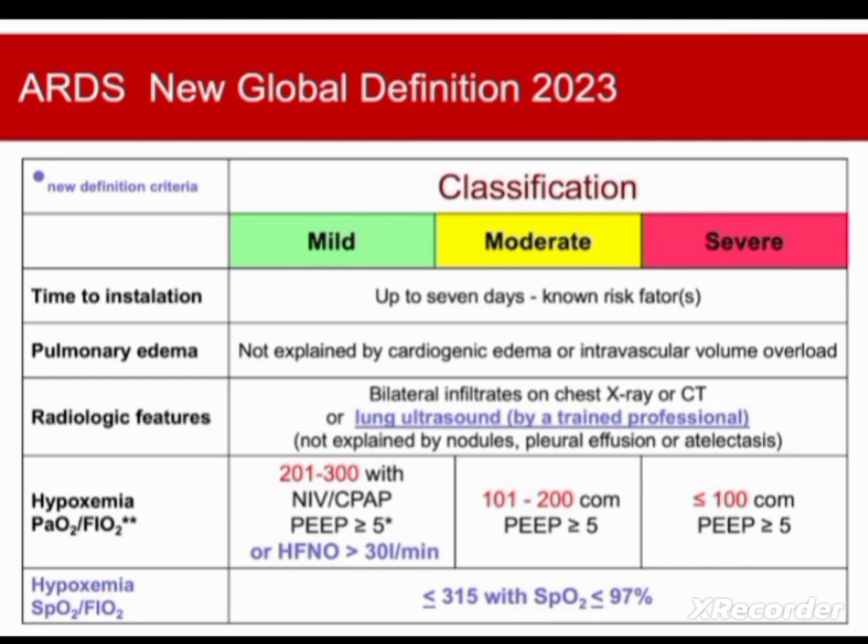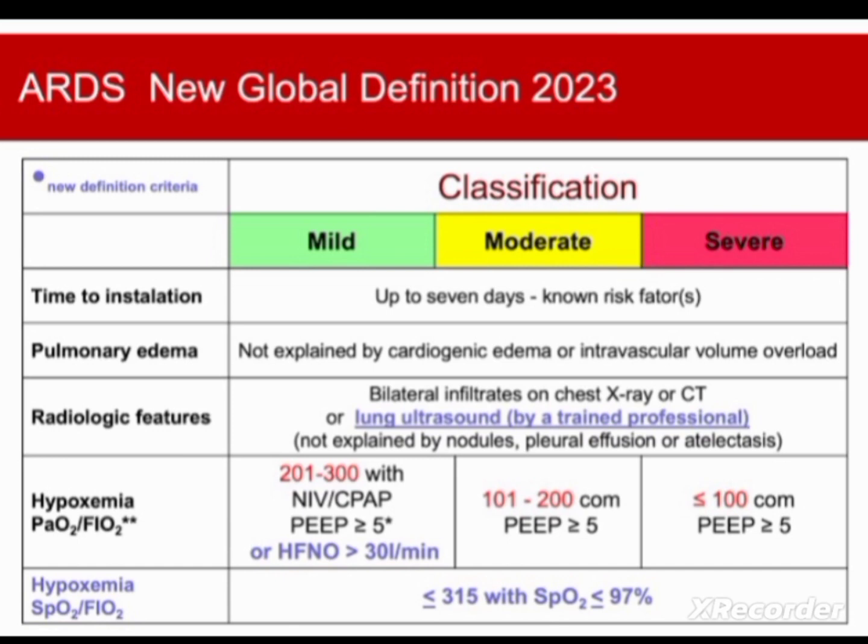According to the new global definition 2023, there are ARDS definition criteria. In that, time of onset is up to 7 days. Up to 7 days the patient has respiratory problems, and after that the respiratory problems will be severe, so that is the time of onset, more than 7 days. Then pulmonary edema that is not explained by cardiogenic edema or intravascular volume overload. So pulmonary edema will be present for the patient, but it is not related to cardiogenic causes or intravascular fluid volume. Then radiological features: bilateral infiltration can be seen, especially in chest x-ray and CT, and it is not explained by nodules or pleural effusion.